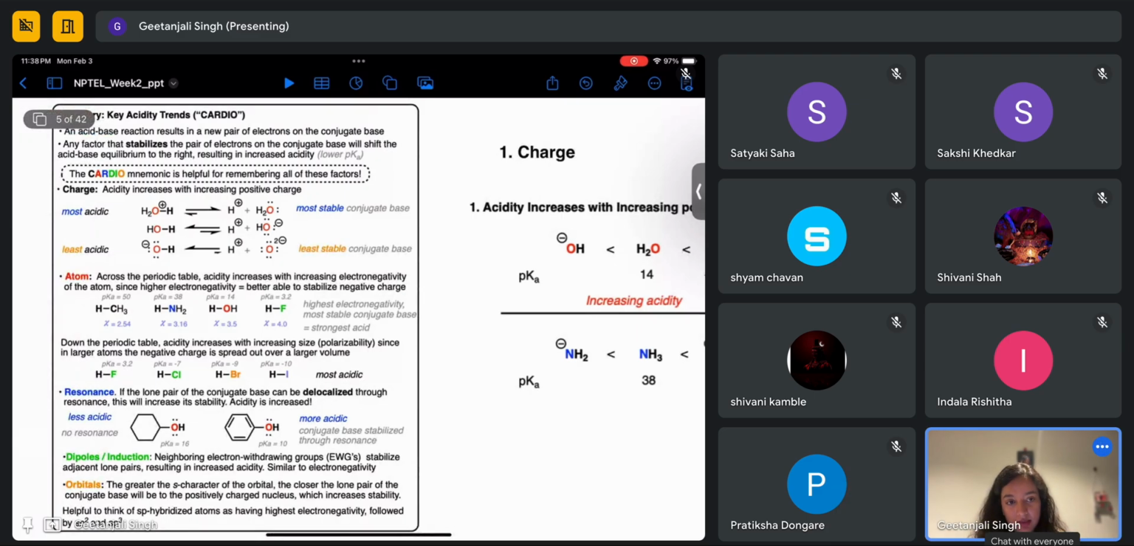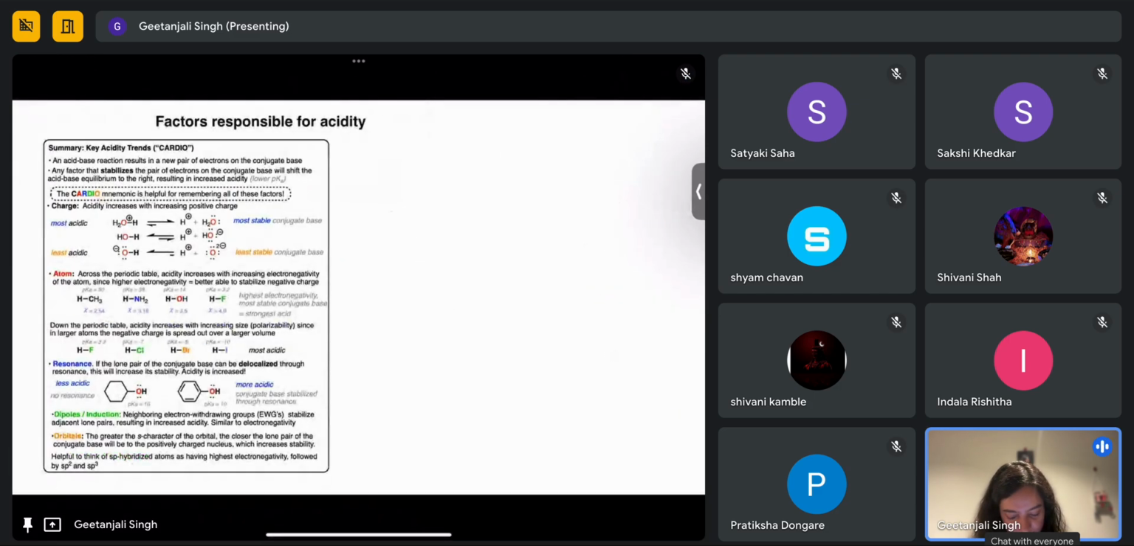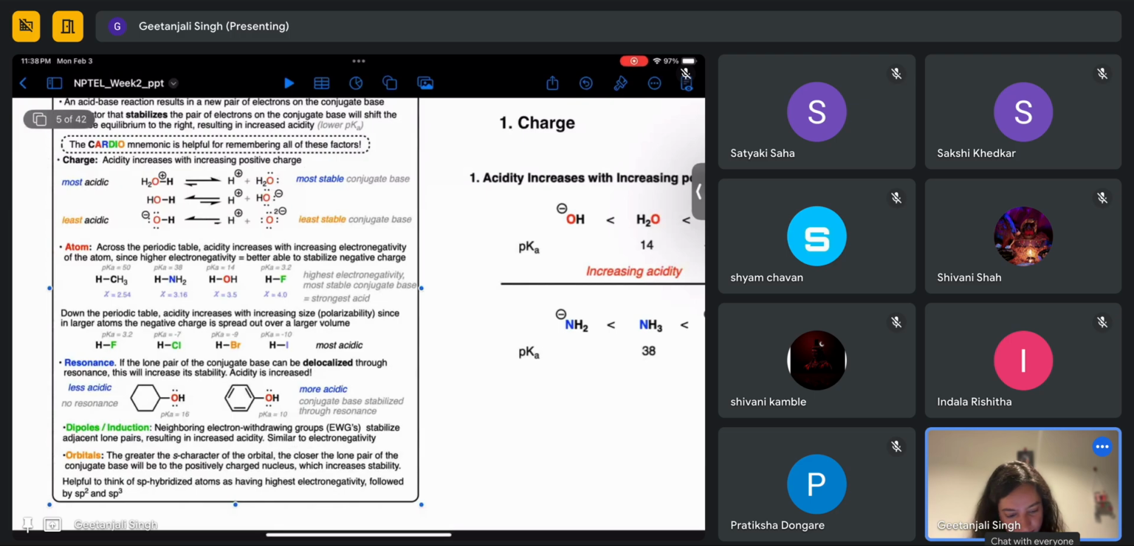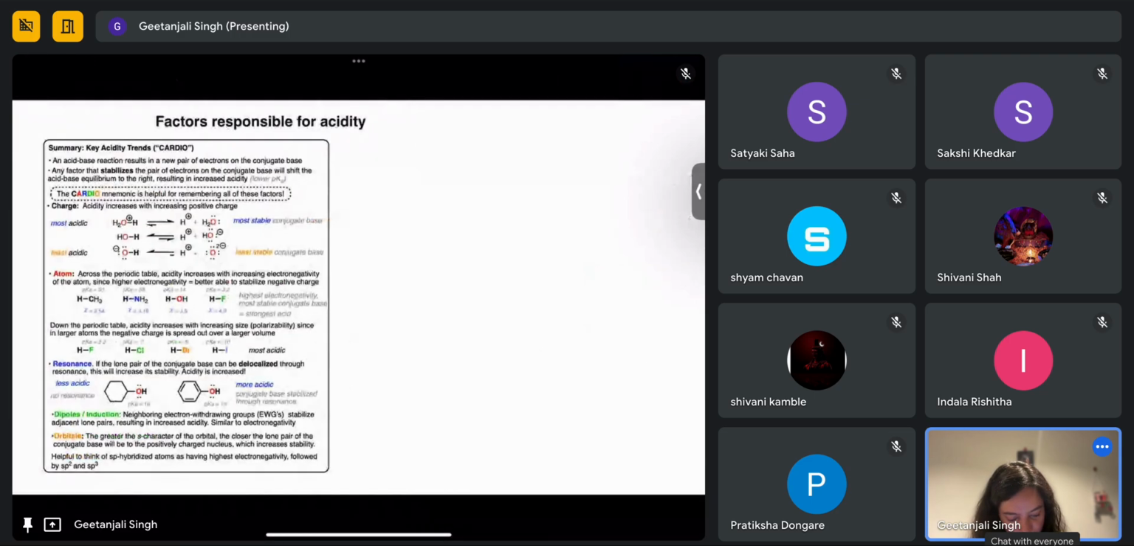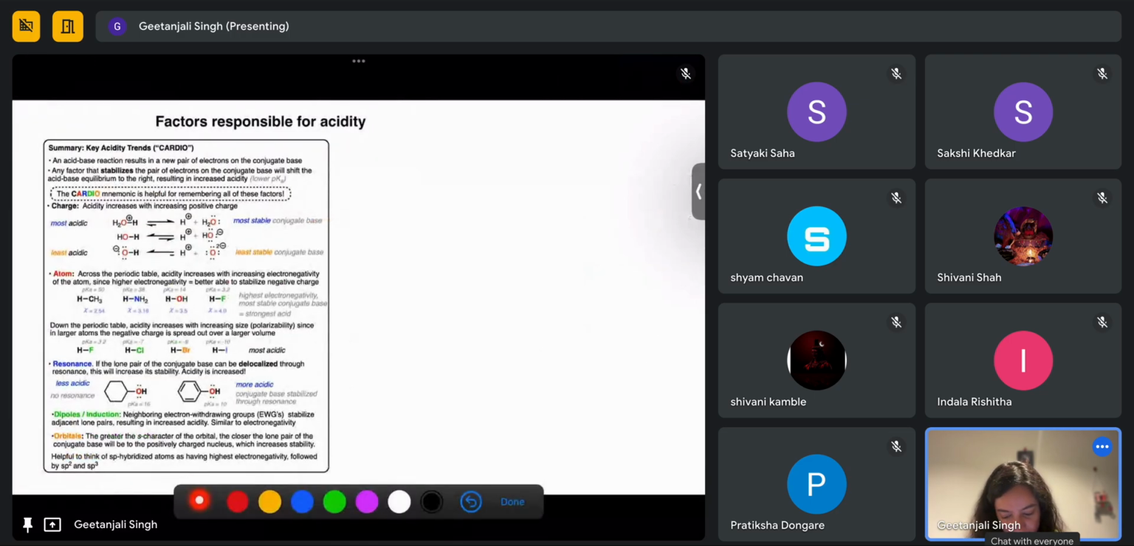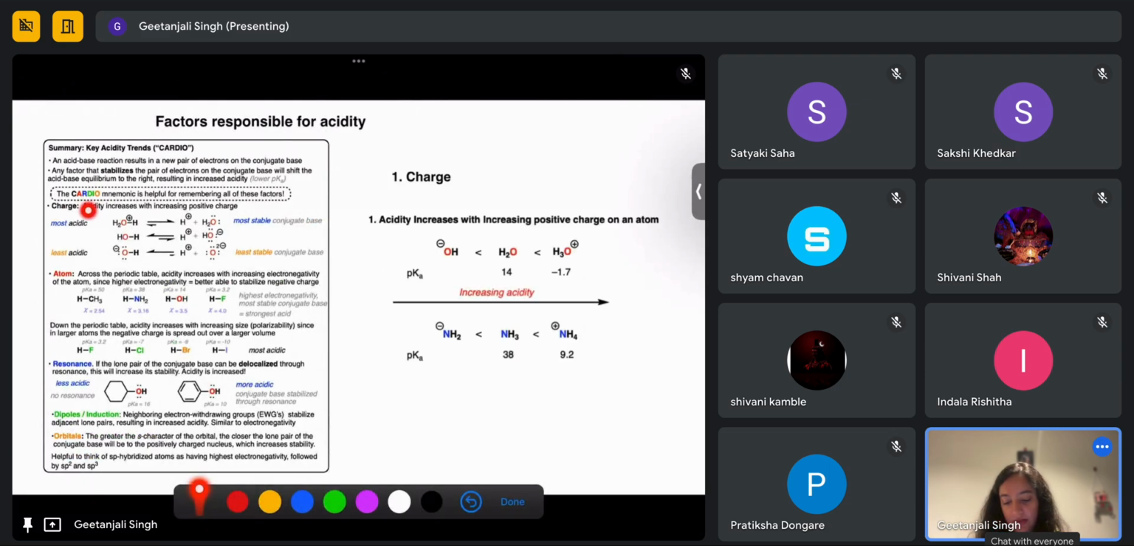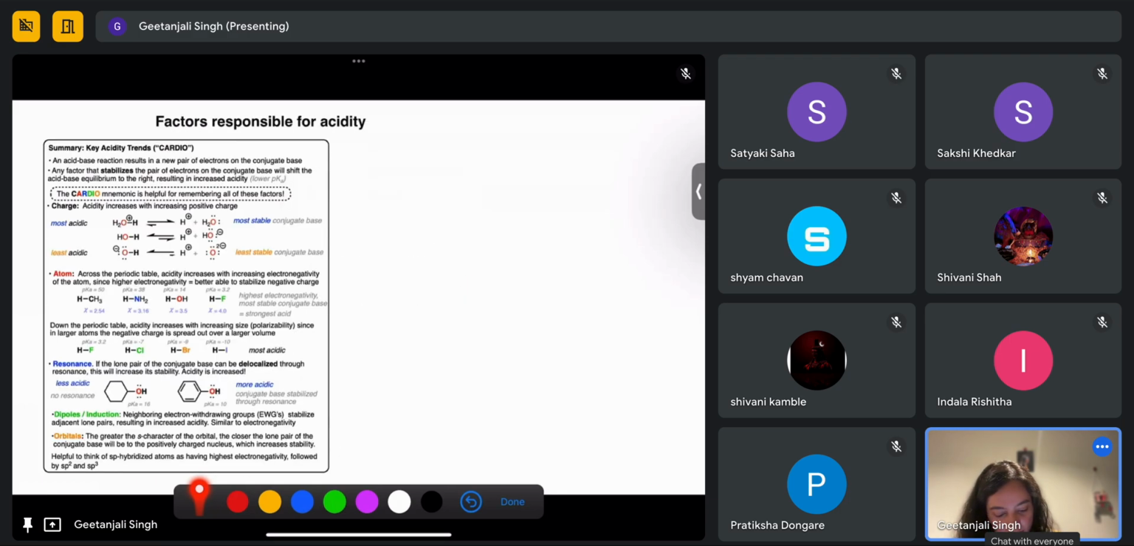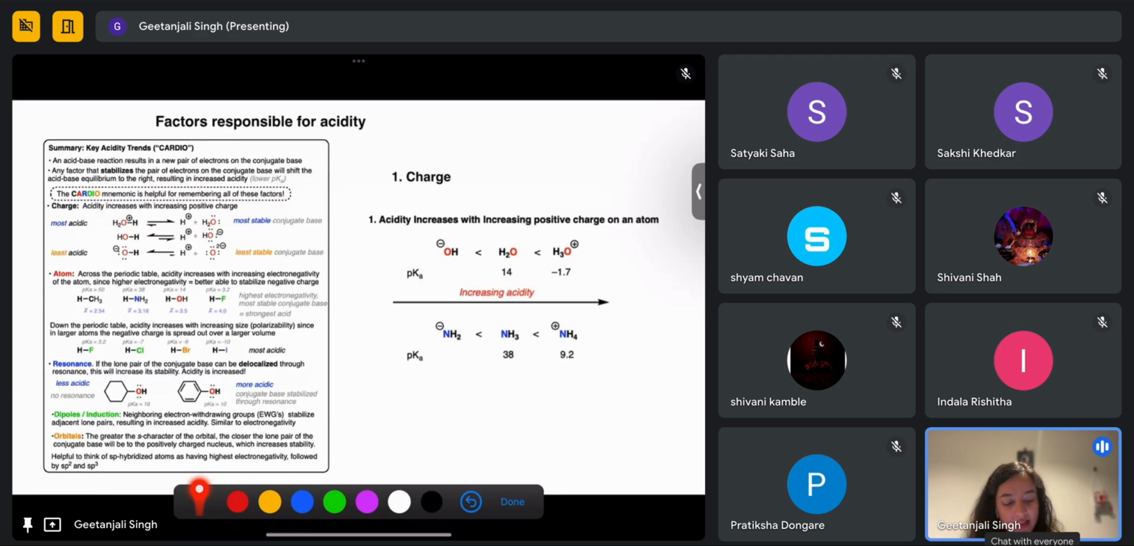So let's talk about the first factor, that is charge. Charge. You see, the acidity of an atom with increase in charge increases. You know.